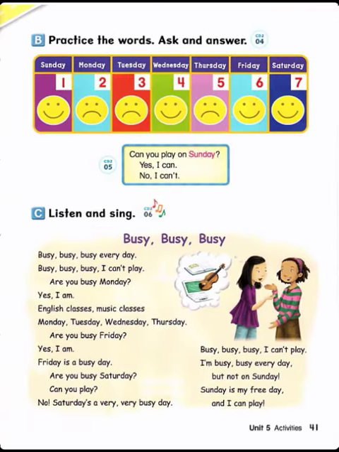Page 41. B. Practice the words. Number 1. Sunday. Number 2. Monday. Number 3. Tuesday. Number 4. Wednesday. Number 5. Thursday. Number 6. Friday. Number 7. Saturday.